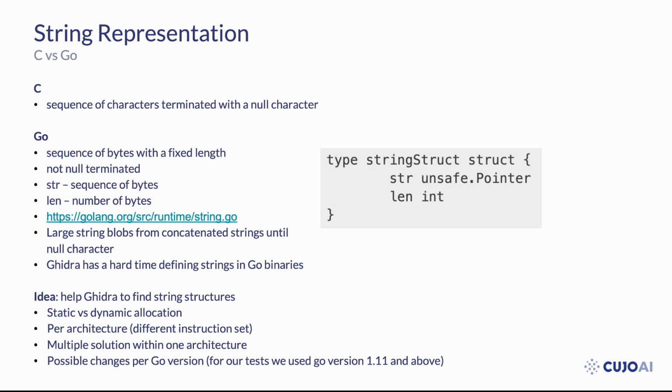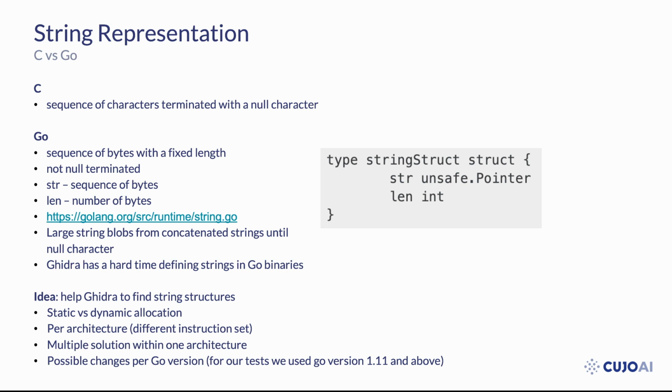Obviously, there are many, many different ways how these string structures can be created. They can be dynamically or statically allocated. These are different per architecture thanks to the different instruction sets. There can be even within one architecture different solutions. And we cannot forget about the possible changes per Go versions. We, in our test, used Go version 1.11 and above, and for those our scripts are working.